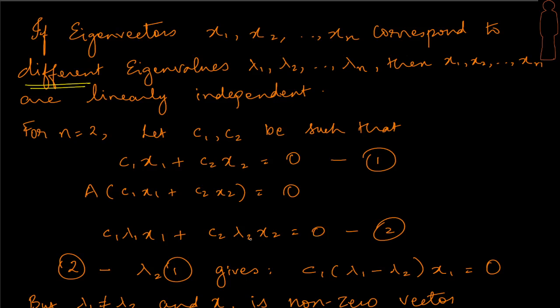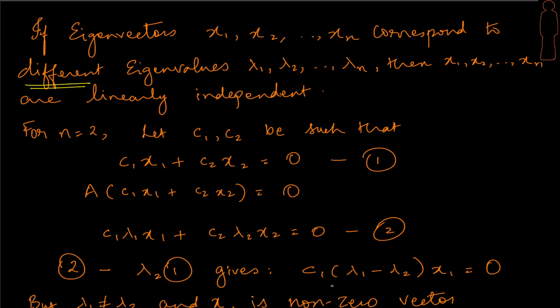That gives me an idea. Looking at these two equations, actually I can eliminate this part of it, right? So from the second equation, I am going to subtract the first equation multiplied by lambda 2. Let me multiply this entire equation by lambda 2 and subtract it from equation 2. So these two terms will get cancelled. I would have only this part, and here is what we have: c1 times (lambda 1 minus lambda 2), this expression, times x1 equal to 0.